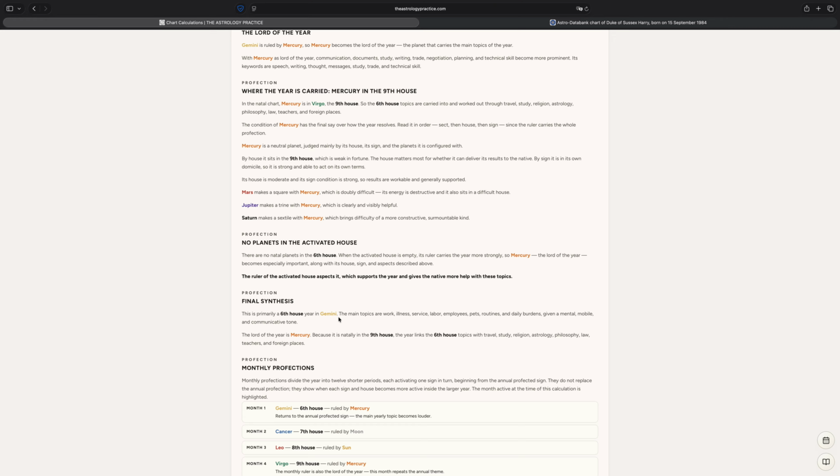You also, if there are any planets in the sixth house, they will get analyzed and you get a small synthesis at the end. So we can see that for annual profections, indeed, we have some things that do match here. Mercury in the 10th house this year has probably been marked by this very, very large lawsuit that he's been going through, which is a ninth house topic.